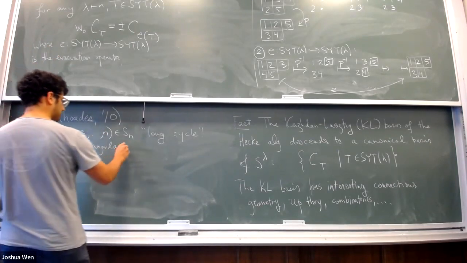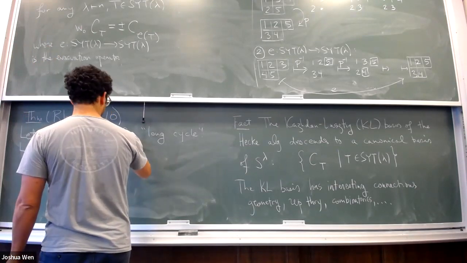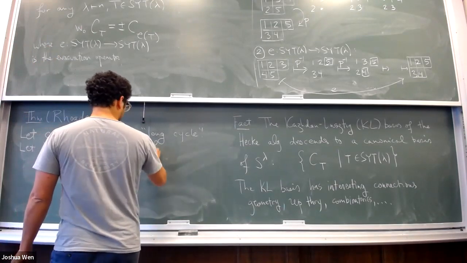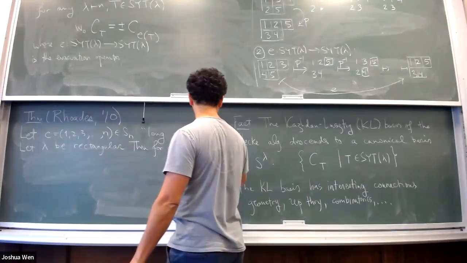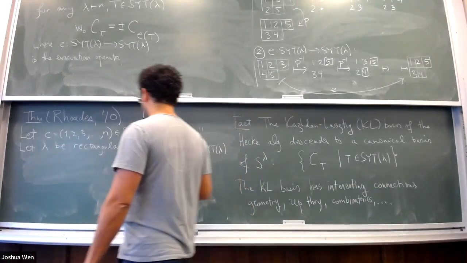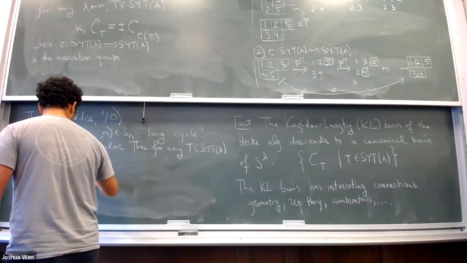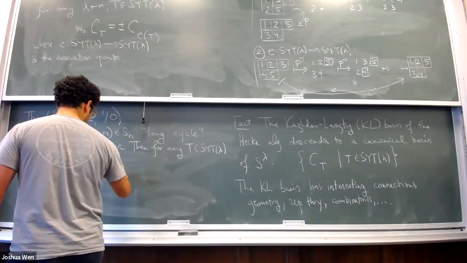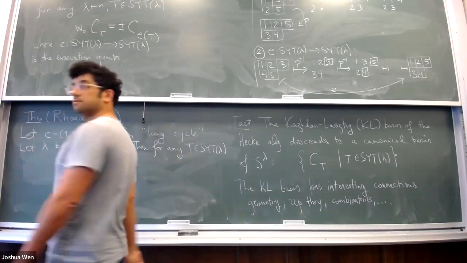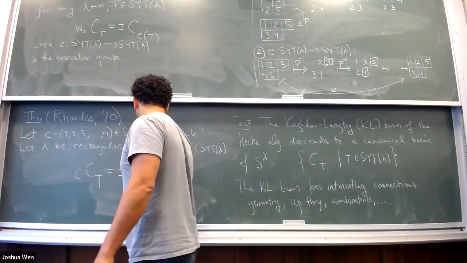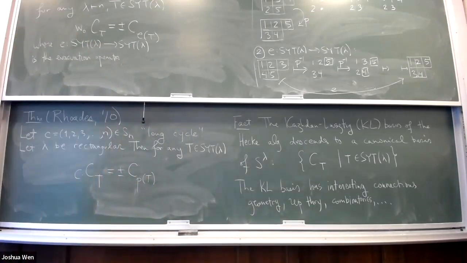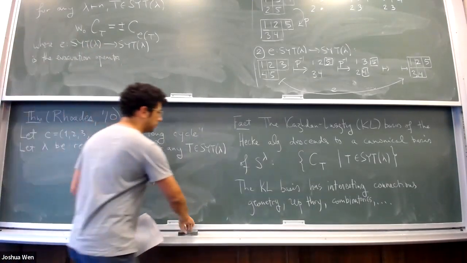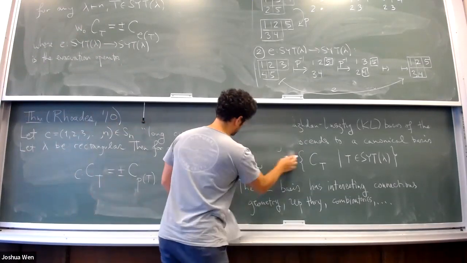And then Rhoades' result is that for any tableau of this rectangular shape, the action of the long cycle on the Kazhdan-Lusztig basis is, up to sign, another Kazhdan-Lusztig basis element, but this time the long cycle is including the promotion operator. Okay. I want to make two remarks about this.